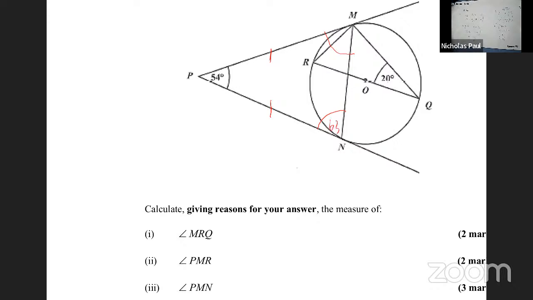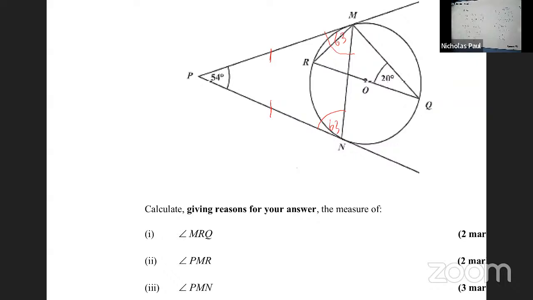So 63 here, 63 here. That's the whole thing, right? Nice. So let's see what they want first. M, R, Q. They want hard first. Anyway, we'll come and do that.